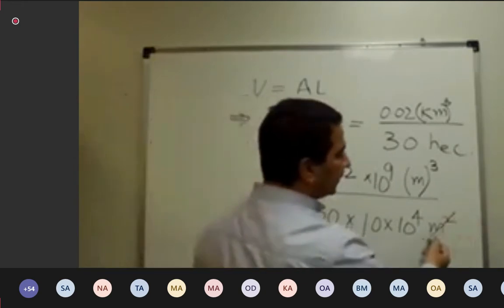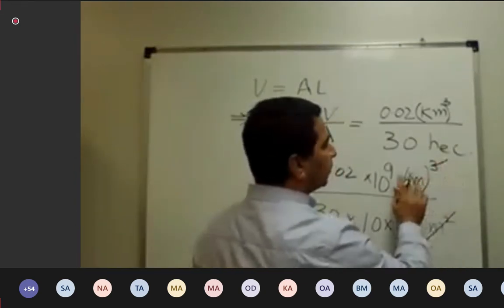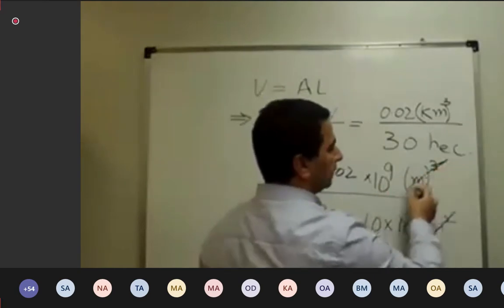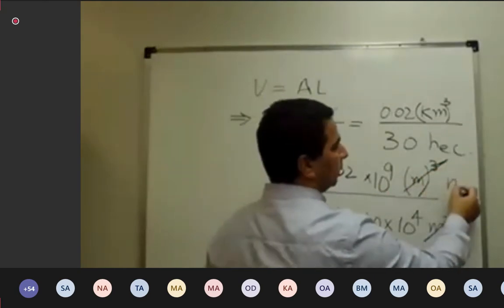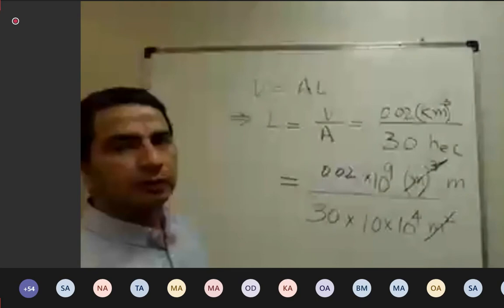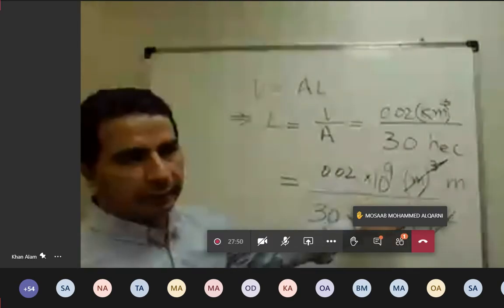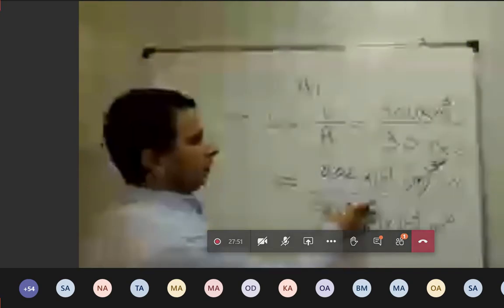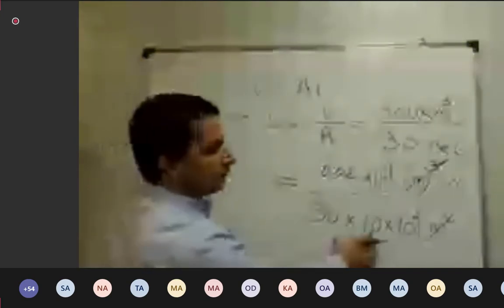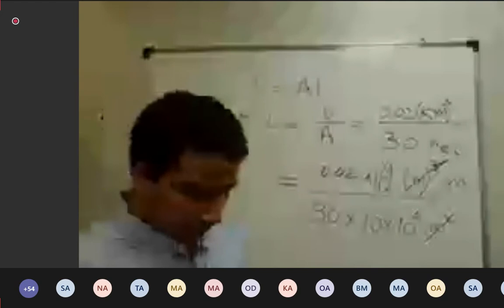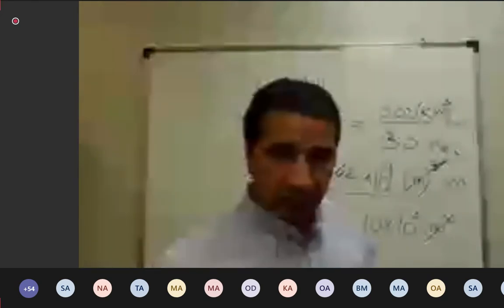So meter square will cancel with the cube here. So only 1 meter will be left to us, right? Only 1 meter will be left to us. So you already started to know that the meter is the unit of length or depth in this scenario. Now the top quantity, numerator divided by denominator, that's what you need to do. And here I'm showing you the answer.